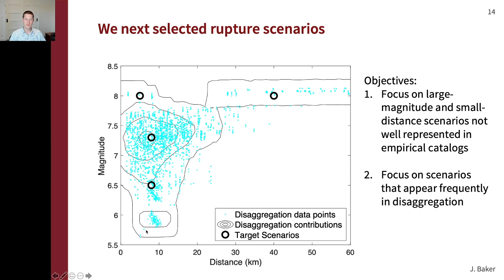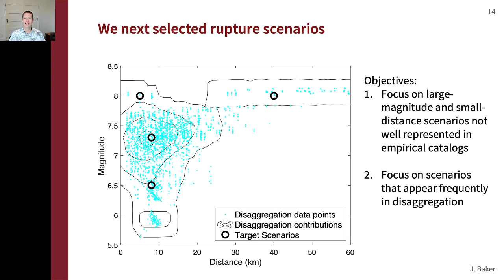There are contributions from magnitude 6 earthquakes at 10 kilometers, but we can find recordings of those types, so I don't think the simulations have as much claim on advantages there. So we picked these 4 scenarios shown by the black dots to represent scenarios that were commonly arising in the disaggregations, and then tried to go find time series from those.